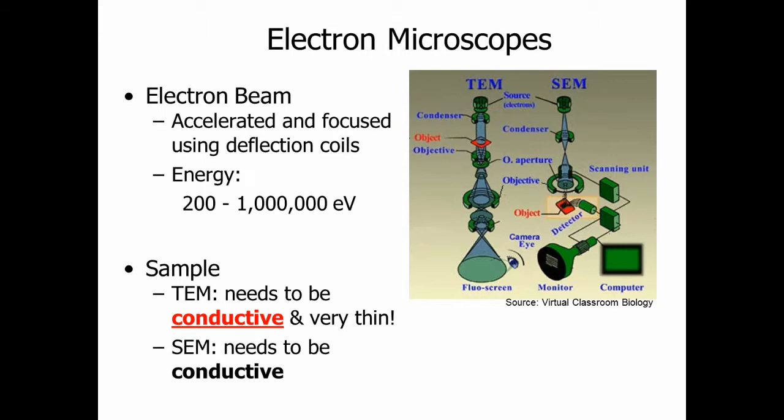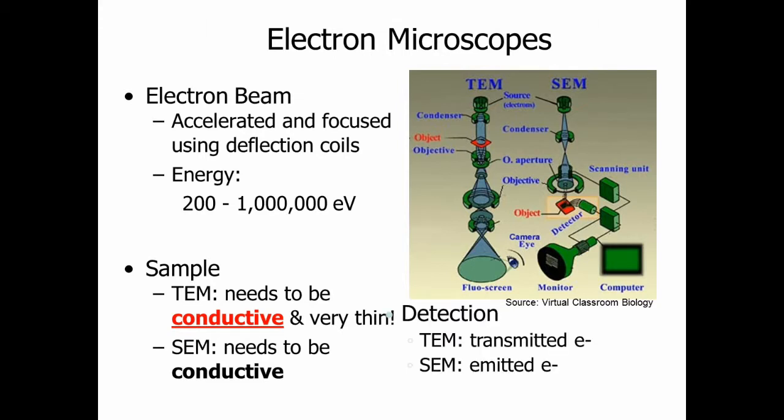Now, you might say to yourself, okay, I see butterfly wings and things like that under electron microscopes all the time. Well, they sputter coat those biological items with gold so that they become conductive, and you can put them under the electron microscope. So again, how things are detected: in transmission electron microscopy, the transmitted electrons are detected, while in scanning electron microscopes, the emitted electrons are detected.